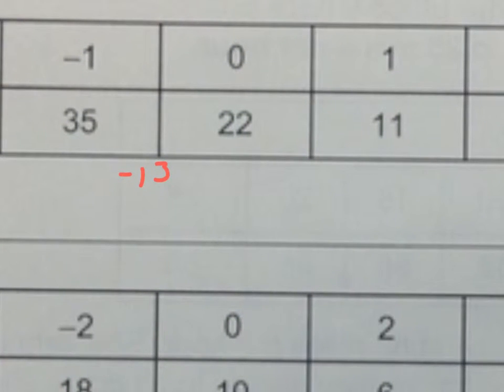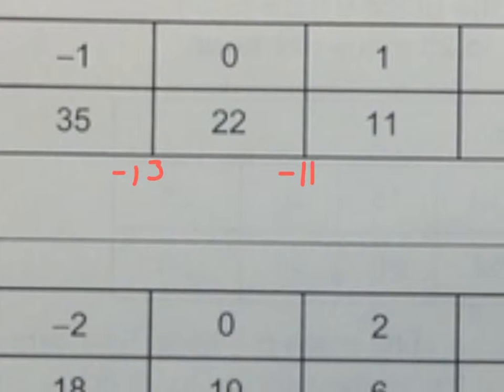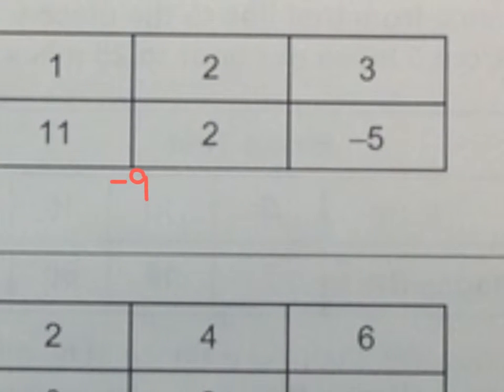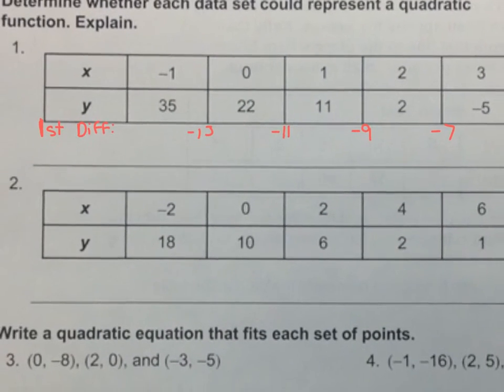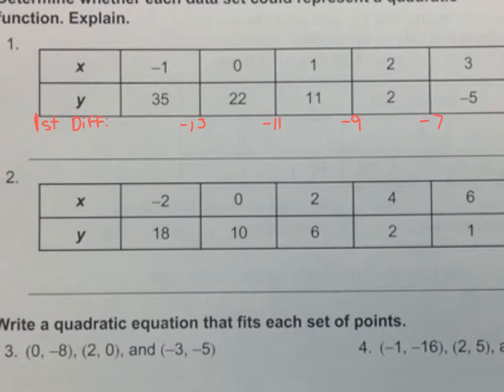11 take away 22. What's 11 take away 22? Negative 11. And for the next one, what's 2 take away 11? Negative 9. And for the next one, we have negative 5 take away 2, and that'll give you negative 7. Ladies and gentlemen, those are our first differences, right?